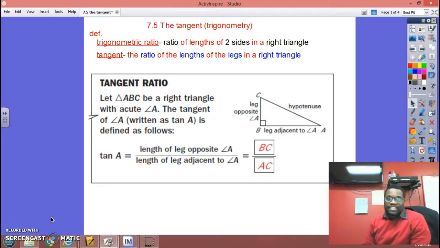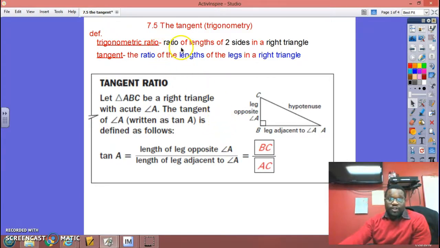Today we're going to talk about the tangent, which is actually a part of trigonometry. I'm going to try to make this as simple as I possibly can. You need to look here and make sure you understand what I'm talking about. This is the actual nuts and bolts of it.